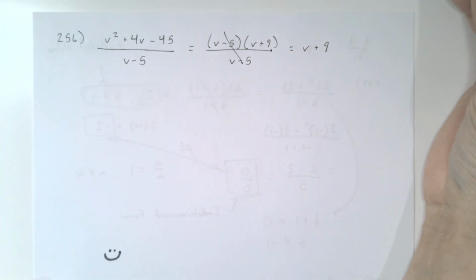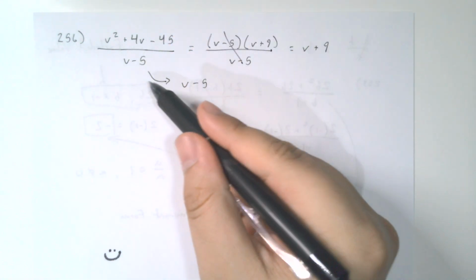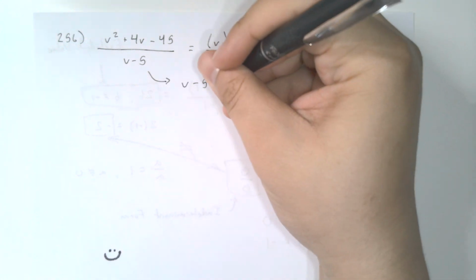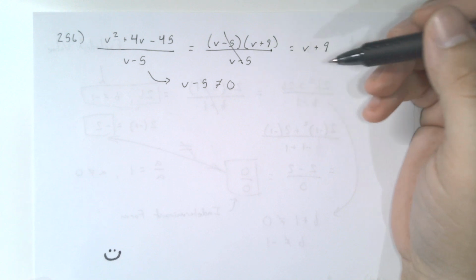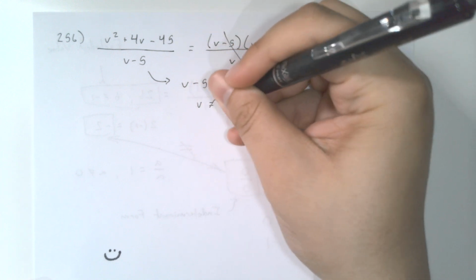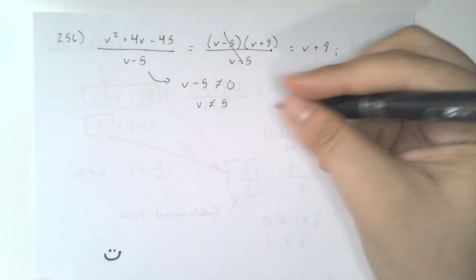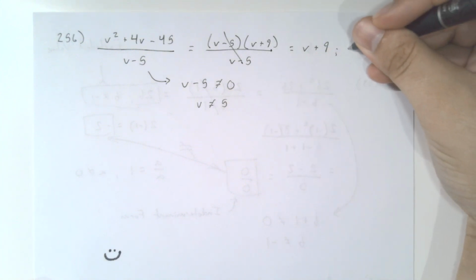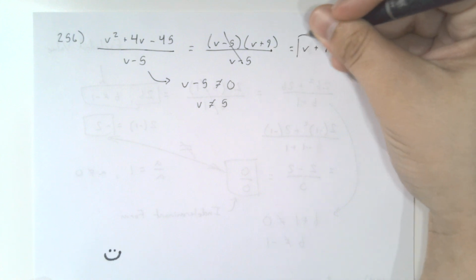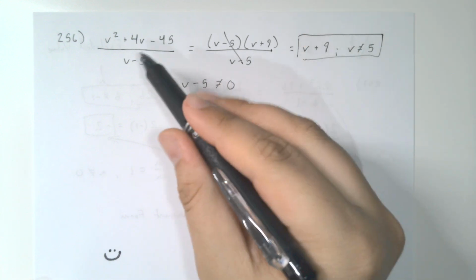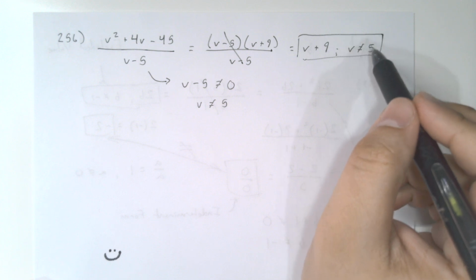But what is our excluded value? Well, we can't divide by 0, so we say that v minus 5 can't be equal to 0. Adding 5 to both sides of this equation, we get v cannot be equal to positive 5. So 5 is our excluded value. V can't be equal to 5. And so all of this is equal to v plus 9, with the condition that v can't be equal to 5.